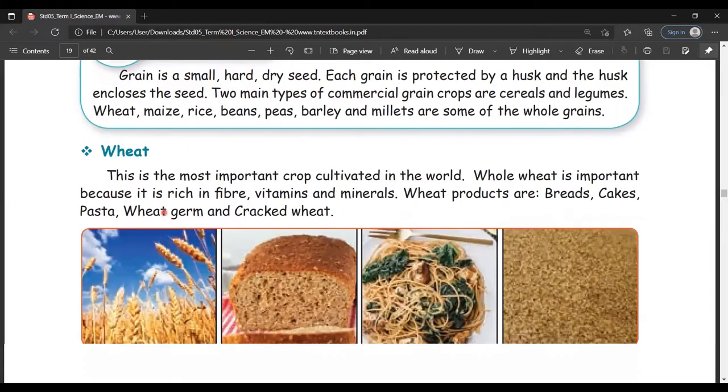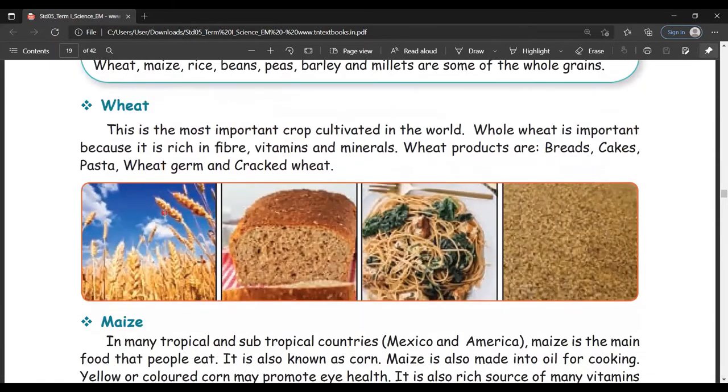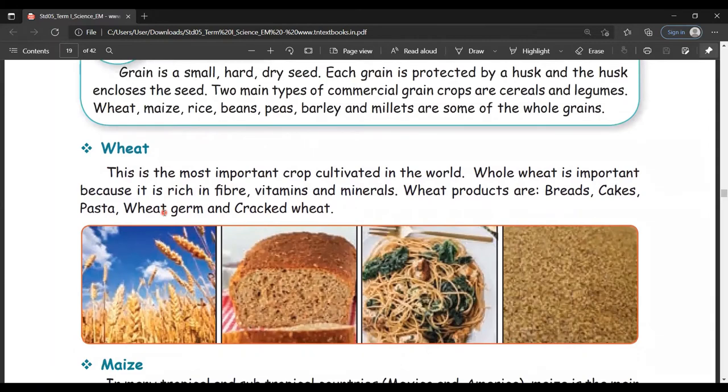So first one is wheat. Okay, what is the first one we are going to read? Wheat. Okay, so wheat is the most important crop cultivated in the world. Whole wheat is important because it is rich in fiber, vitamins and minerals.